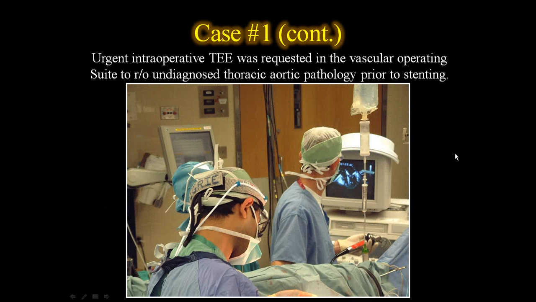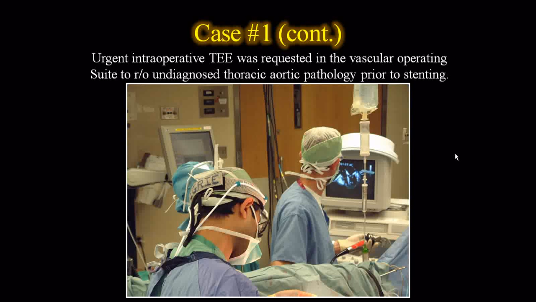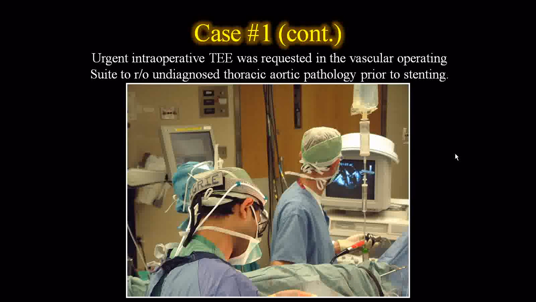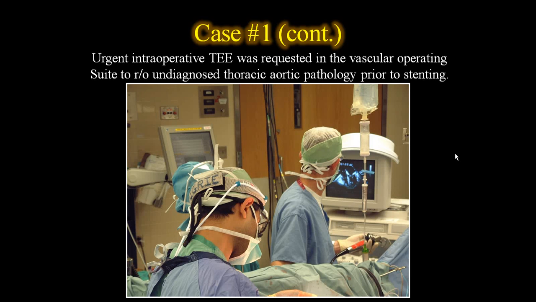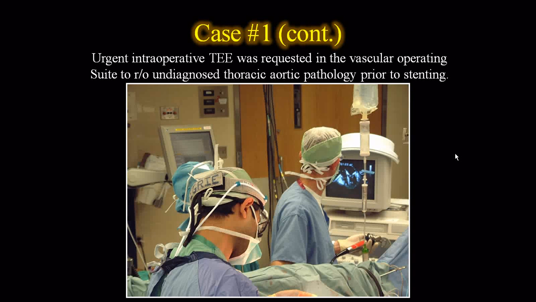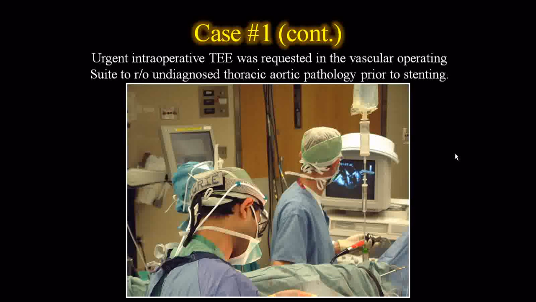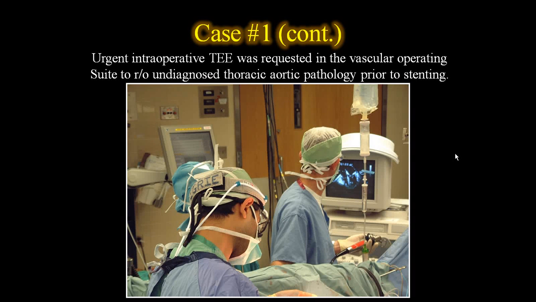So, an urgent intraoperative TEE was requested by the vascular OR staff to rule out any undiagnosed thoracic aortic pathology prior to stenting, because CAT scans as well as TEEs can miss aortic dissections. It's very dependent on the hemodynamics. When these patients are treated with antihypertensives in the acute care setting, we can decompress the dissection flaps, and then they don't show up on CAT scans or on TEEs, despite some studies suggesting that TEE has 100% sensitivity and specificity for diagnosing aortic dissections.